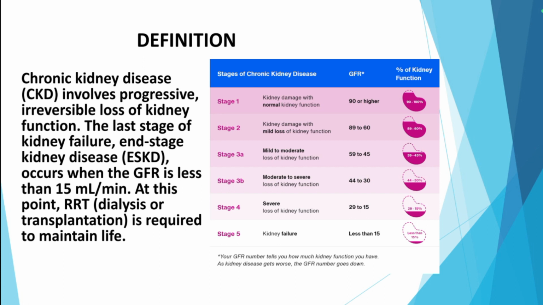In that condition we have to transplant the kidney or start dialysis. So at stage 5 we start dialysis. Before that, in stages 1, 2, 3 and 4, there is no dialysis. There is symptomatic and supportive management, but at stage 5 dialysis and transplantation are done.